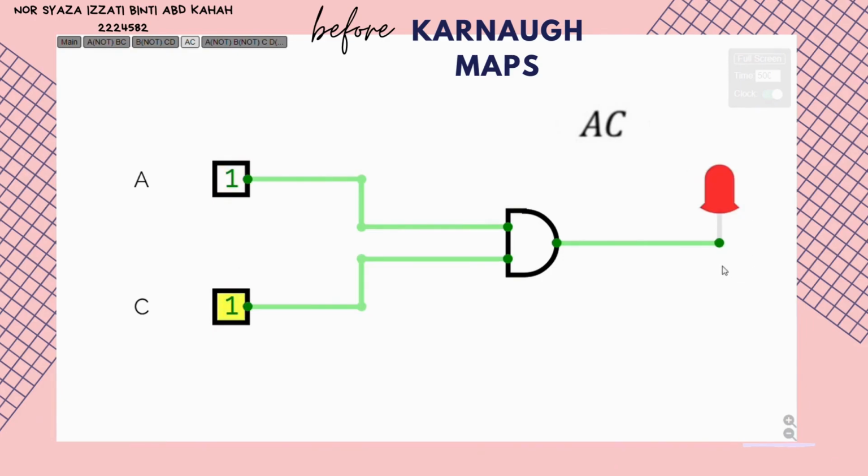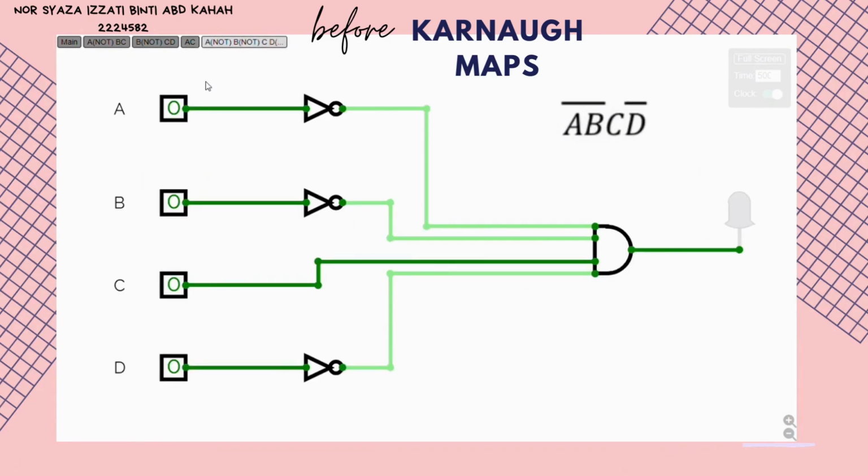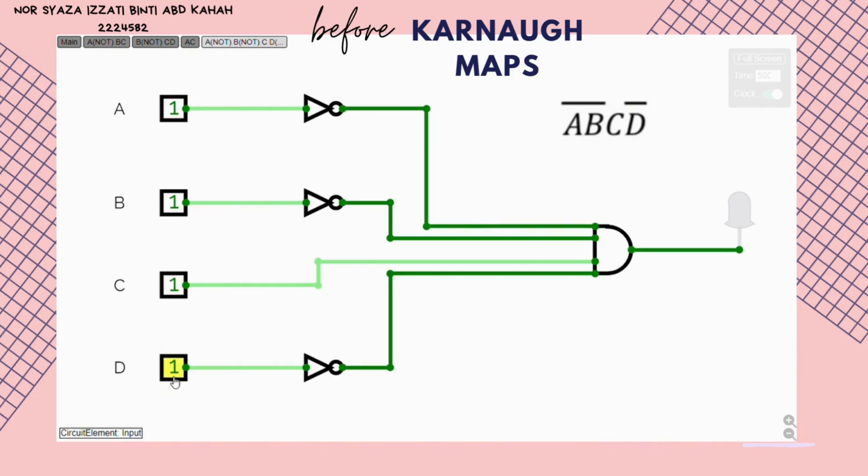So here we can see bulbs light up because the output of this is 1, which is A, C, 1 and 1. Last but not least is A naught, B naught, C, D naught. So we can see here, the bulbs do not light up.